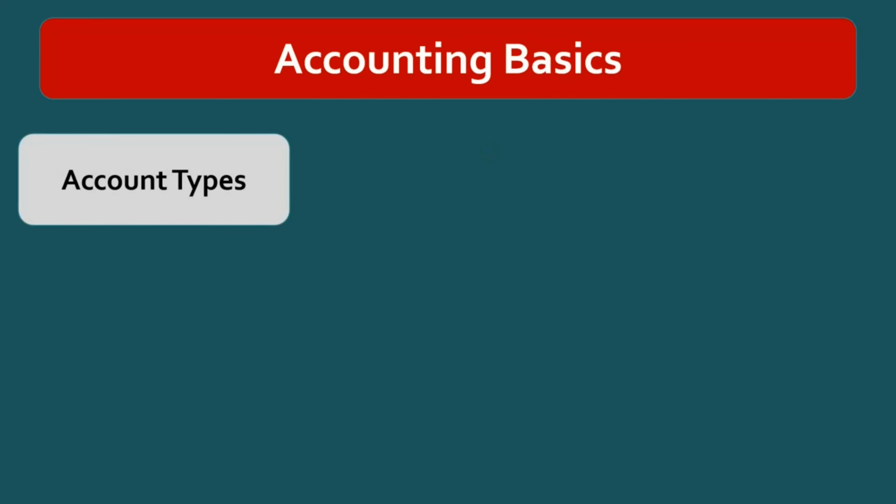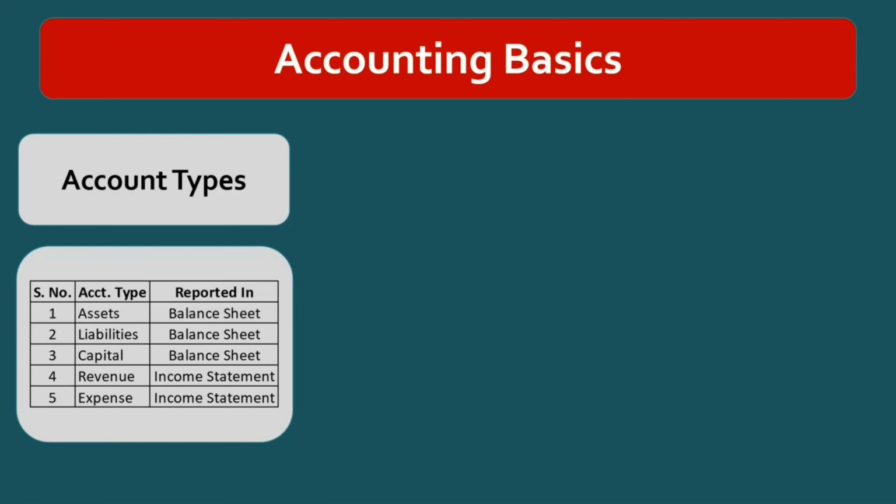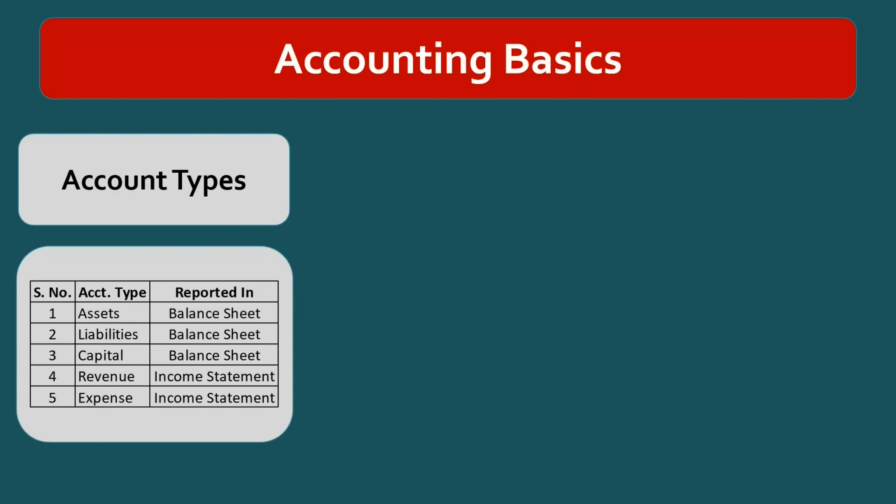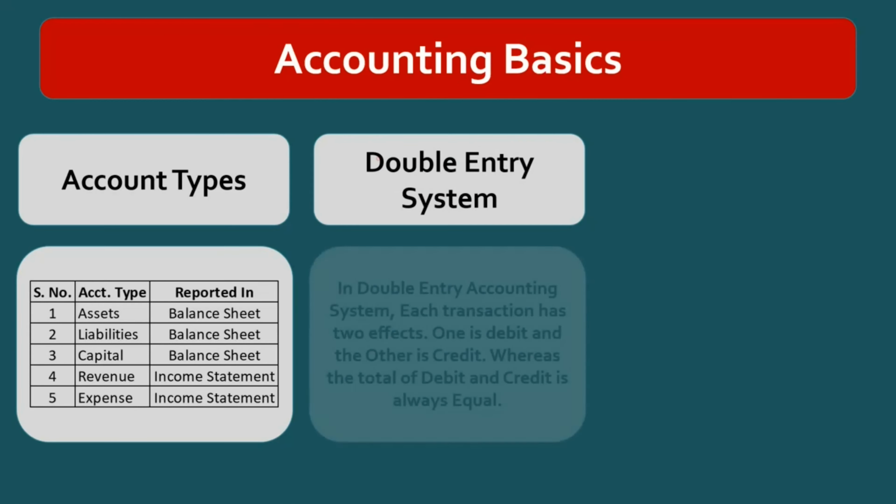In accounting basics, we will see first the account types. This we have previously discussed also in chart of accounts. Being an important part of basic accounting concepts, we will have a little introduction of account types once again. So we have 5 types of account in our chart of account. One is assets, liabilities, capital, revenue, and expense. Assets, liabilities, and capital, these are reported in balance sheet, and revenue and expense, both of these relate to the income statement.